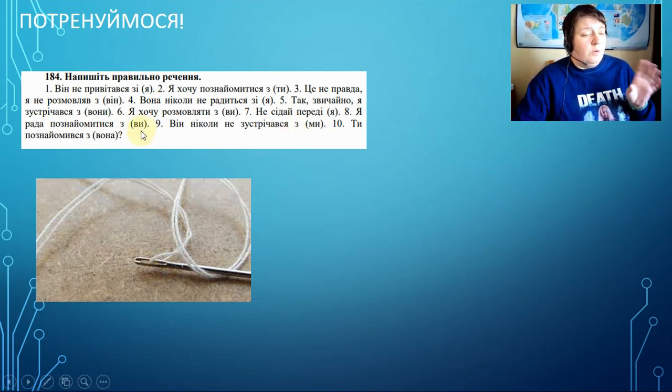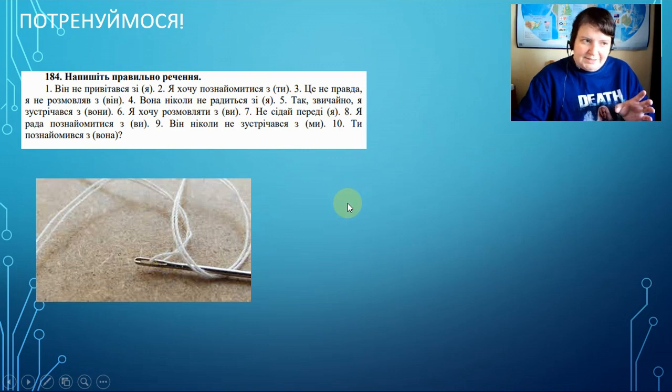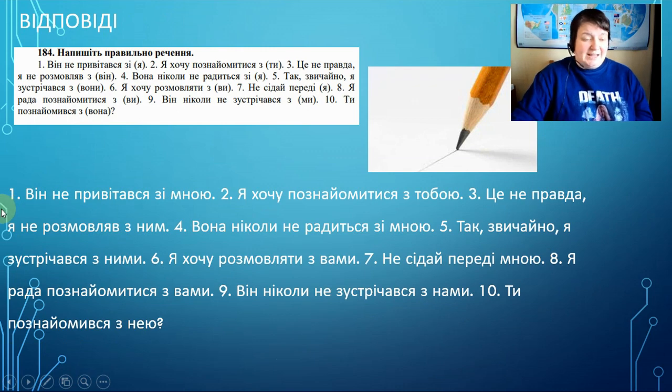So, here we have not possessive pronouns, but personal pronouns. Let's do this exercise, and we will check together. Let's check this exercise. Він не привітався зі мною. He didn't greet me. So, here is instrumental case. Зі мною. Я хочу познайомитися з тобою. I want to get acquainted with you. Instrumental. Це неправда. Я не розмовляв з ним. That's not true. I didn't talk to him.